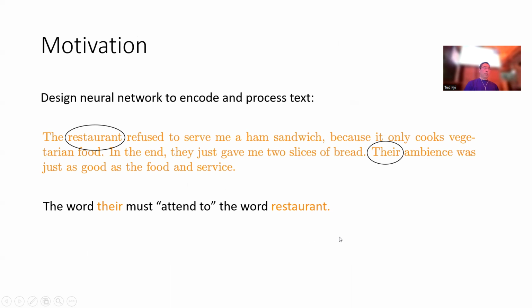So now you've decided you want to do that. There's also another thing that you want. In this review, it says the restaurant, and so on, their ambiance. Well, what is their talking about? Their is referring to the restaurant. If you're going to build a good language model, you want it to be able to do these kinds of things, to be able to say their must be referring to the restaurant.